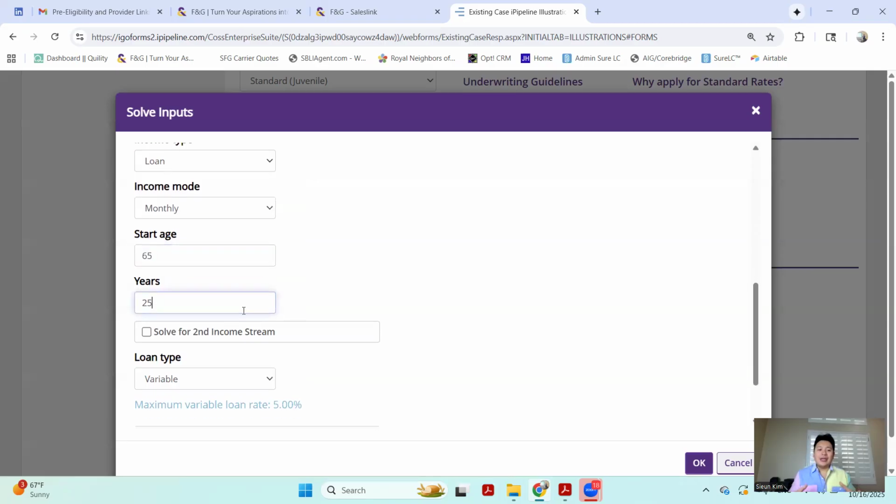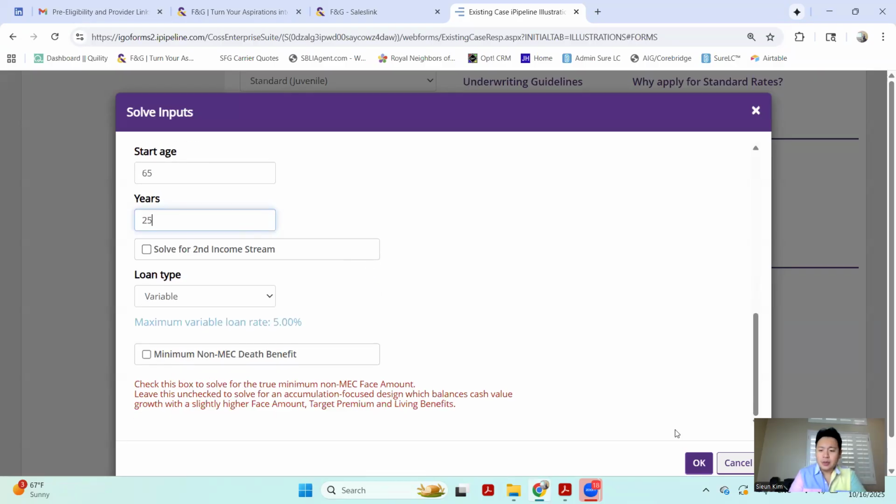Years. This means that the income will continue for 25 years. So from age 65 for 25 years, how old are they? 90 years old, right? In America, life expectancy is about 79 years old. So 90, I think it's pretty generous, right? And the client can have this even longer if they wanted to, but just for illustration purposes, I'm going to do from 65 to 90 years old. And we're going to click OK.